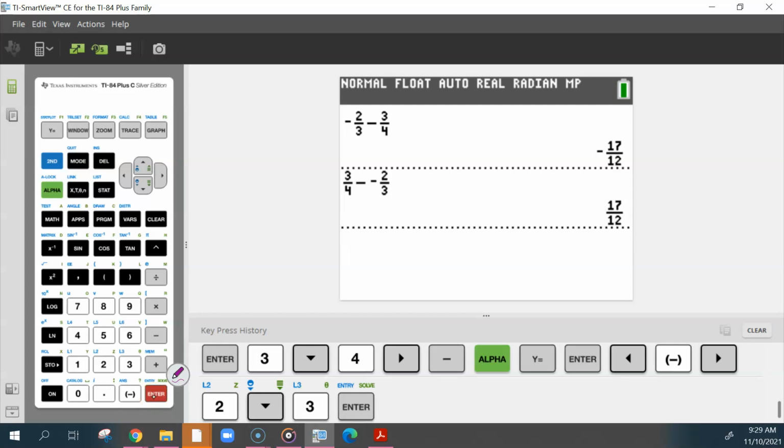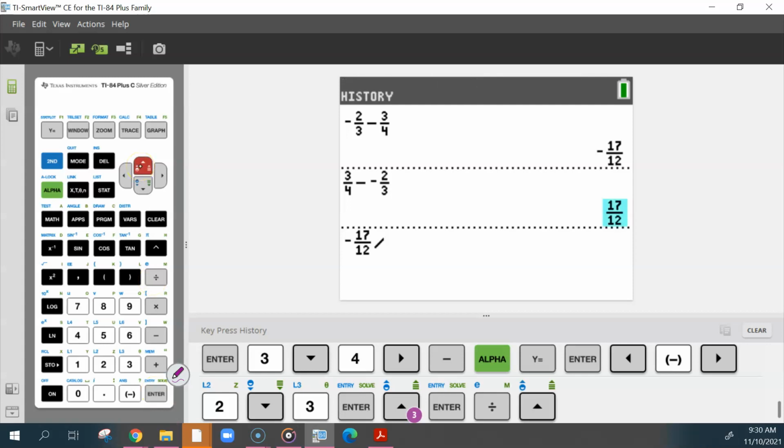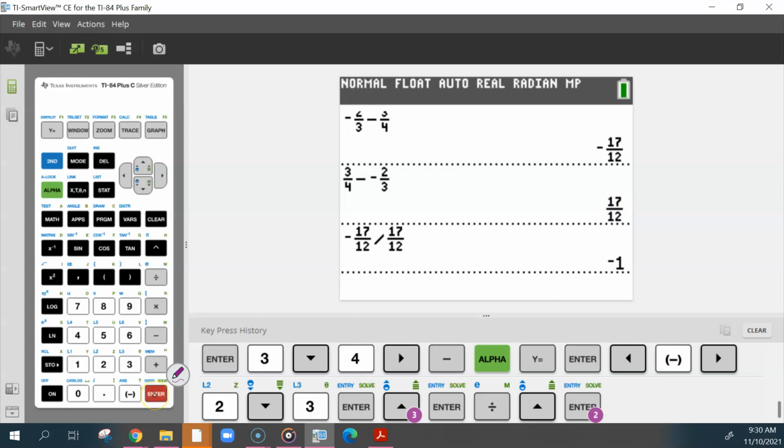Then I'm going to go up to the top for the first one. Grab that one. Hit my division button. Go up to the other one. Make sure it's highlighted. Hit enter. And hit enter again.